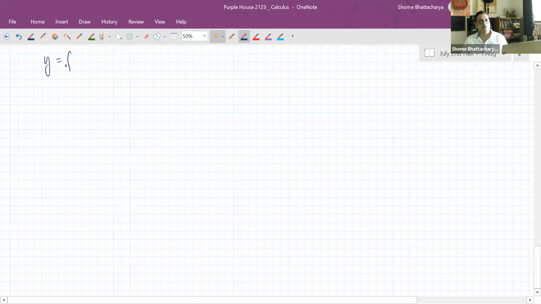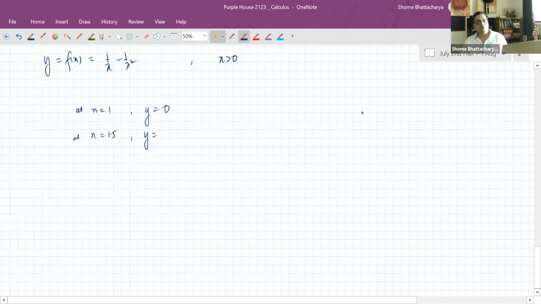So what was the function again? It was 1 by x minus 1 by x square, and we were strictly taking values of x which are greater than 0. Okay. Now, can you tell me what is the value of the function at x equal to 1? What is the value of y? You can see that it's 0.